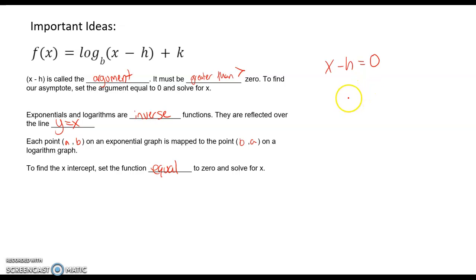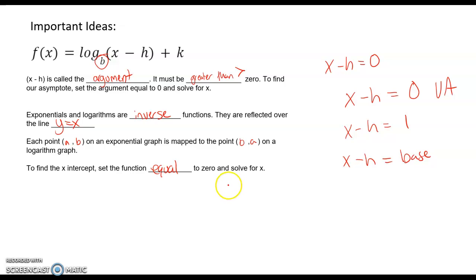And that is when your argument, x minus h, is equal to a couple of things. 0, because that will give us our vertical asymptote right here. 1. So when I ask you to graph these points, these are the easiest ways to find points. And then we're going to use one more, the base. So whatever our base is, b is our base.